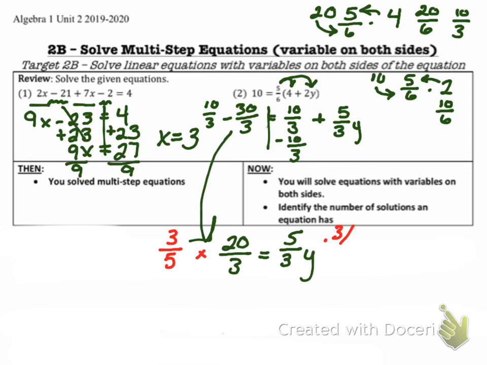Multiplying by the reciprocal over here, the 5/3 with y cancels. So multiplying across, that gives me 60 over 15. Ooh, this will be nice, because 60 divided by 15 is going to give me, let me just confirm. All right, so 60 divided by 15 is 4.